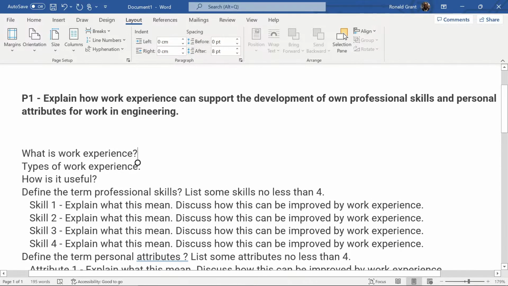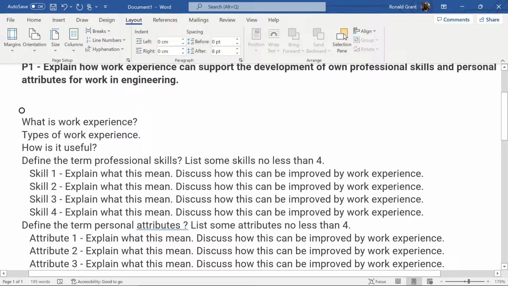So the very first thing, let me zoom in. The very first thing I have on my list here is, what is work experience? Now, many of you are going to have some vague definition of what it actually means. Go and Google it. It's perfectly fine to go and research what this means.